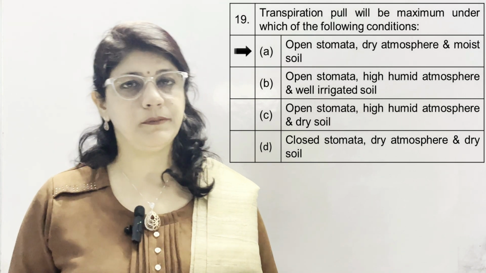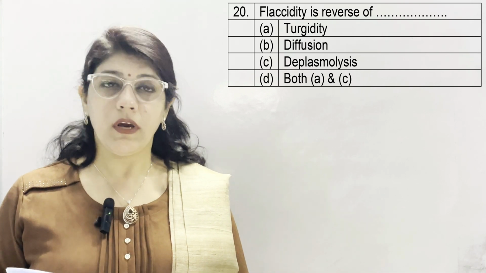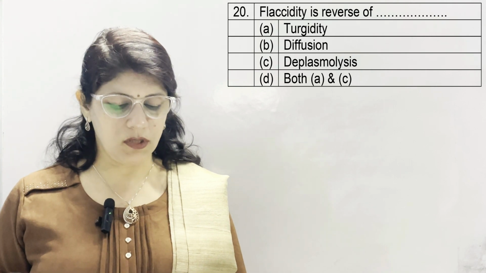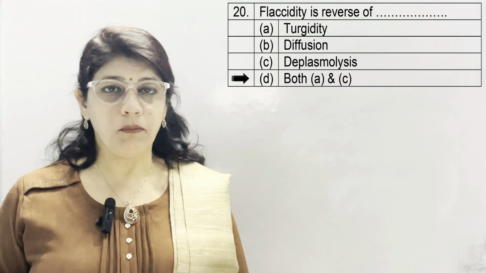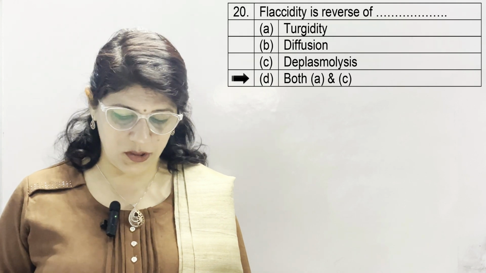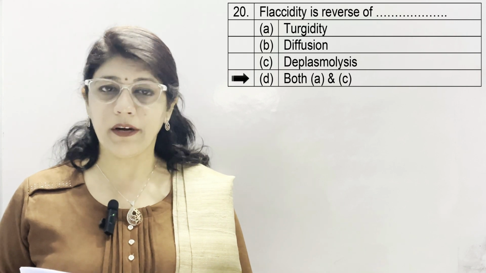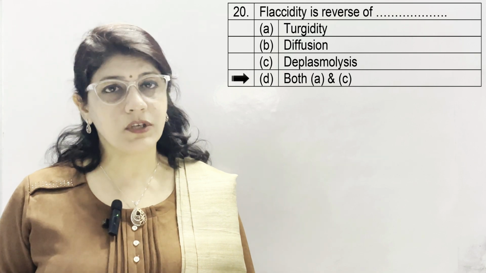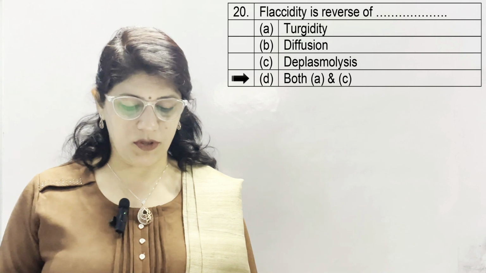Question number 20. Flaccidity is the reverse of A option turgidity, B diffusion, C deplasmolysis and D both A and C and the correct option is D both A and C because flaccidity is the reverse of turgidity, cell content is shrunken and cell is no longer rigid. Now deplasmolysis also is cell achieves turgid state. So both options are correct and here our D option is correct.